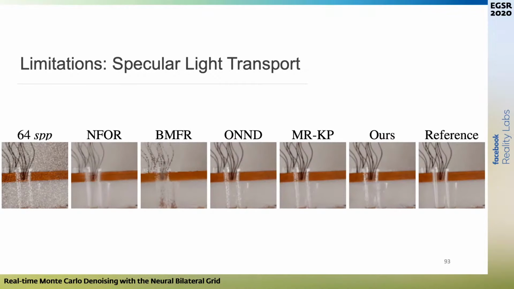Specular light paths are notoriously difficult to sample, thus often leading to extreme noise. In this scenario, features such as albedo textures also provide little useful information to the denoiser. As shown in the figure, all the denoisers fail at reconstructing the glass vase.